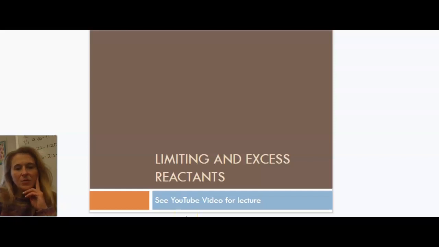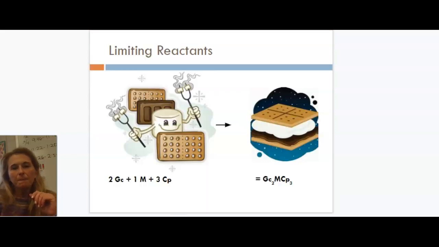Hi guys, so today we're going to talk about limiting and excess reactants. As you know, we've been talking about s'mores, an analogy for stoichiometry and that balanced chemical equation. And we've been using 2 graham crackers with 1 marshmallow, kind of a demonic looking marshmallow right there, and 3 chocolate pieces ending up with our s'mores. And this is the chemical formula that we've been using for s'mores.